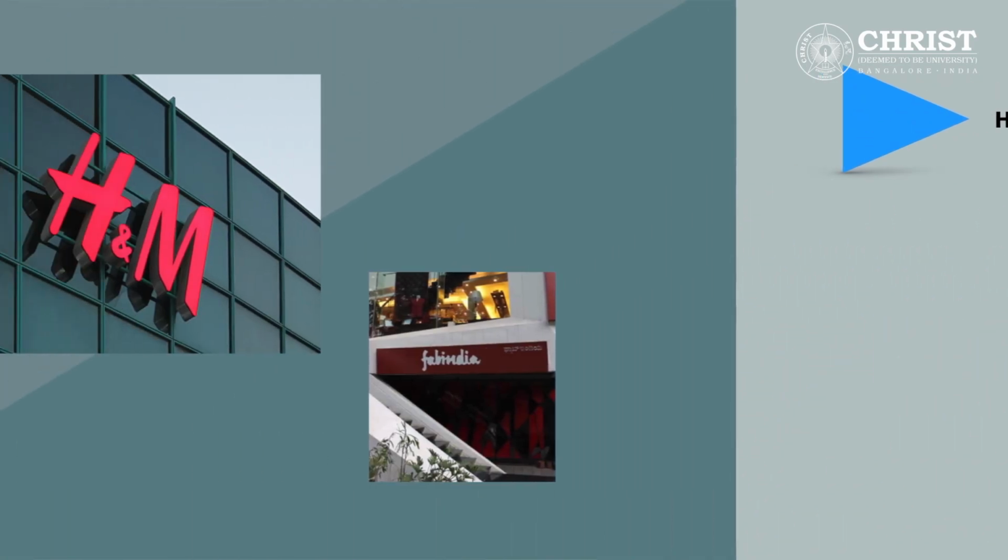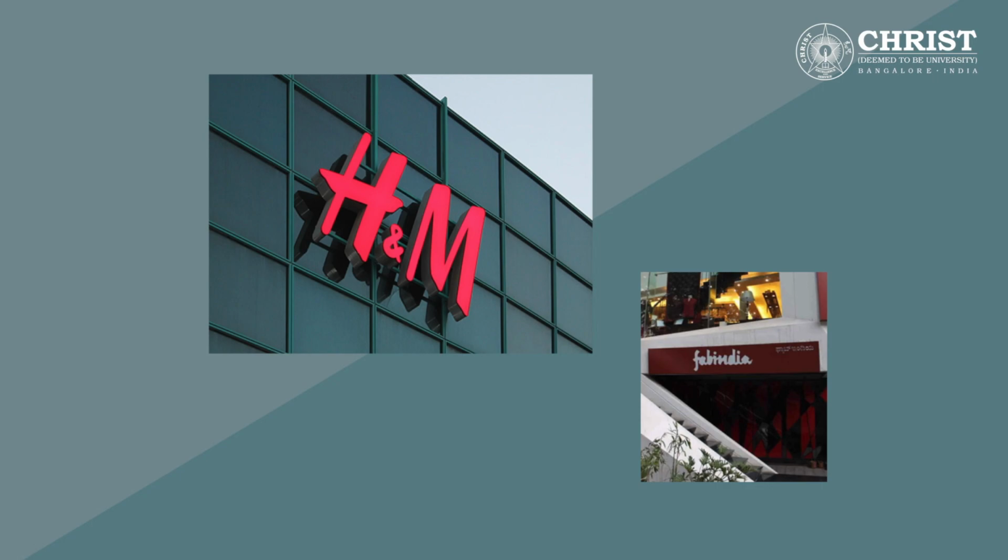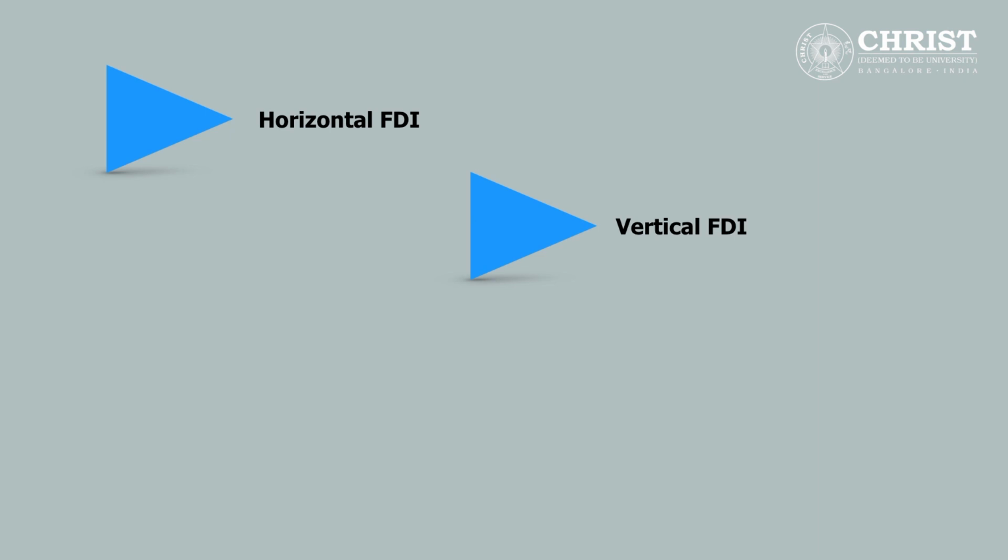A company invests in another company located in a different country, wherein both companies are producing similar goods. For example, H&M may invest in or purchase the Indian company Fab India, which also produces similar products as H&M does. Since both companies belong to the same industry of merchandise and apparel, the FDI is classified as horizontal FDI.